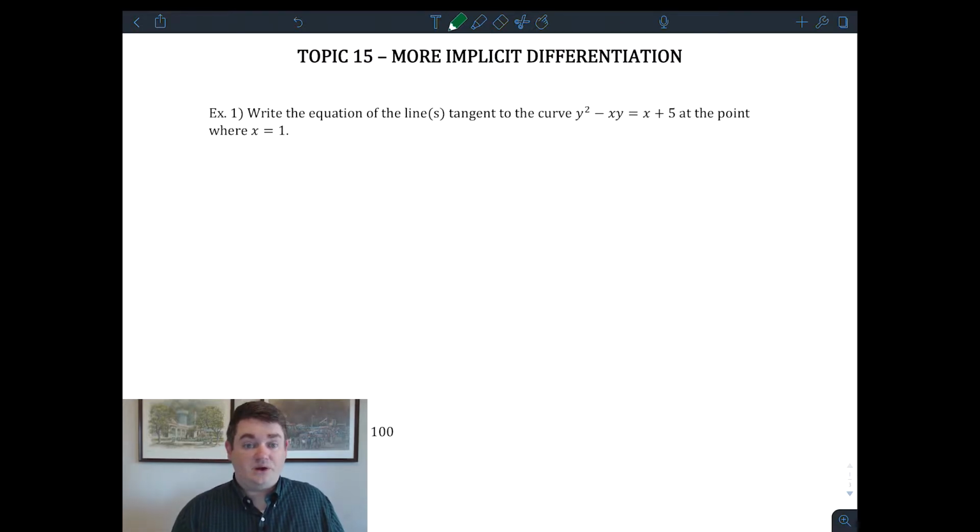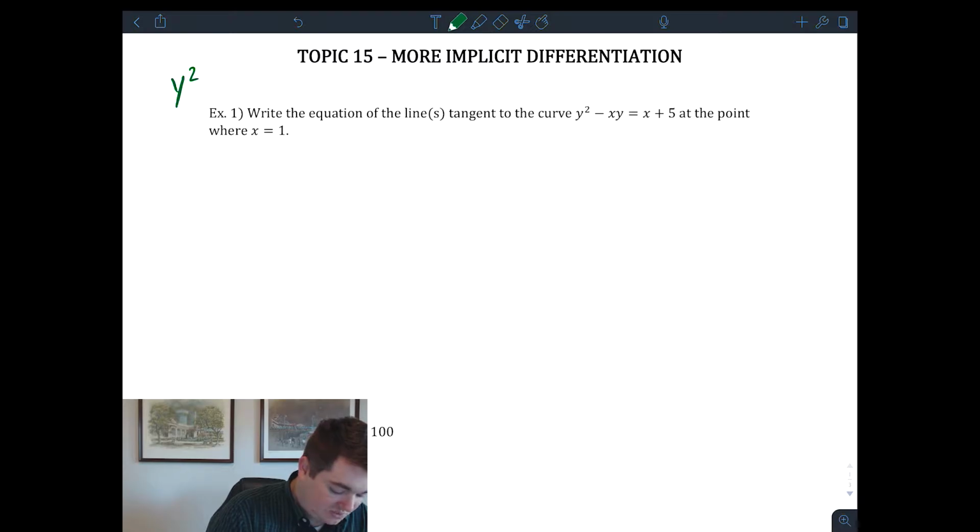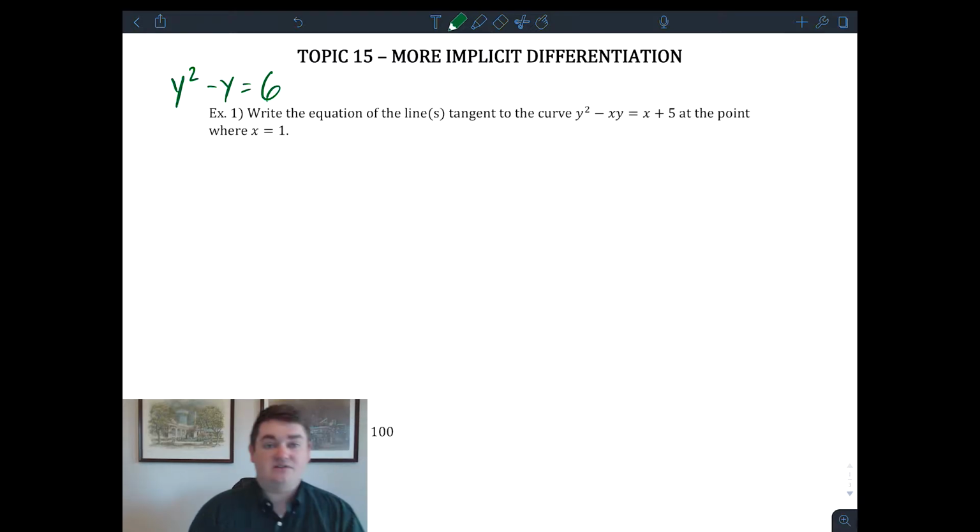Starting with example 1, write the equation of the line or lines tangent to the curve y squared minus xy equals x plus 5 at the point where x equals 1. So I see equation of the tangent line, boom, I'm thinking point slope. So to find the point, I'm going to take x equals 1 and plug it into this implicit equation. So when I plug in 1 for x, I get y squared minus y equals 6.